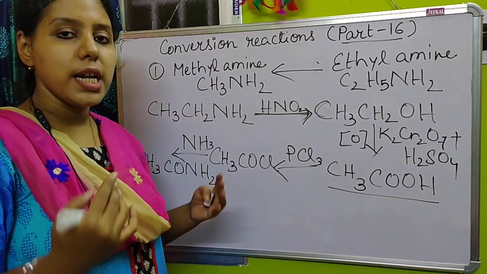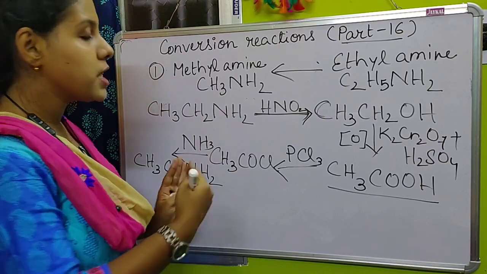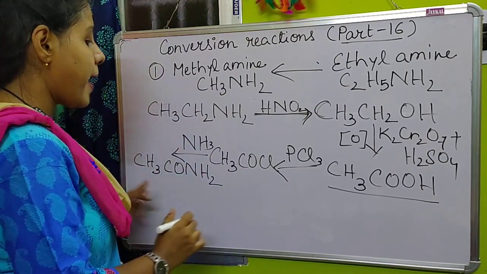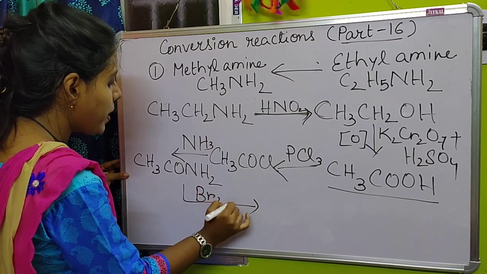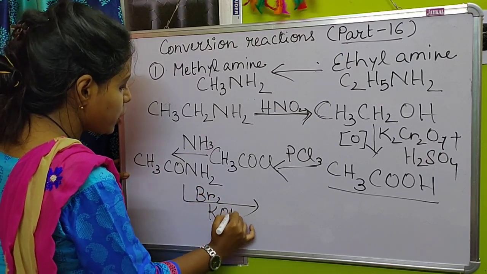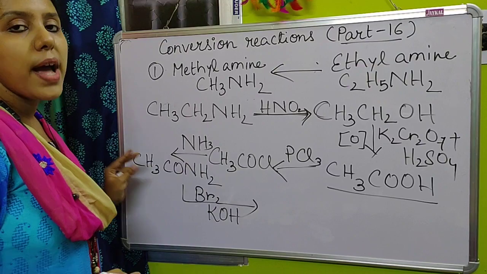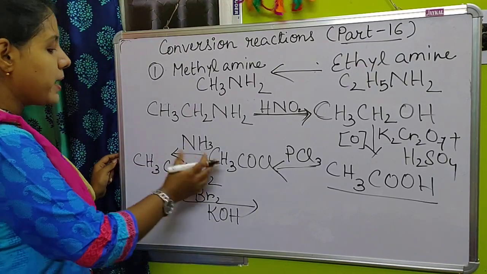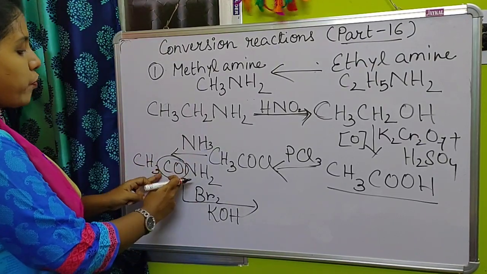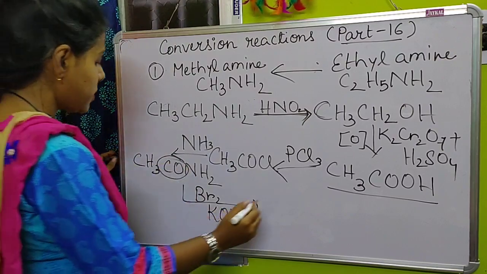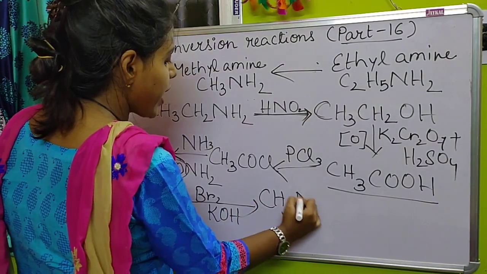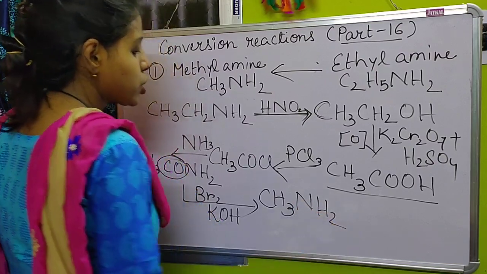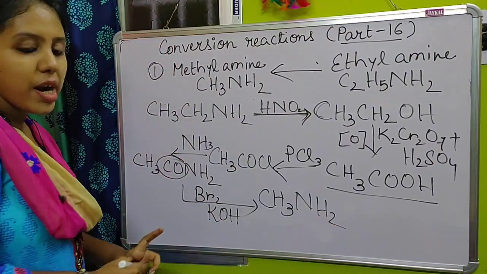Now it is easier to convert it into methylamine by the Hofmann degradation reaction, where we add bromine in the presence of alkali KOH. Degradation means the CO will be removed from the middle as K2CO3. So we get CH3NH2 as the main product. By this way we could step down a reaction.